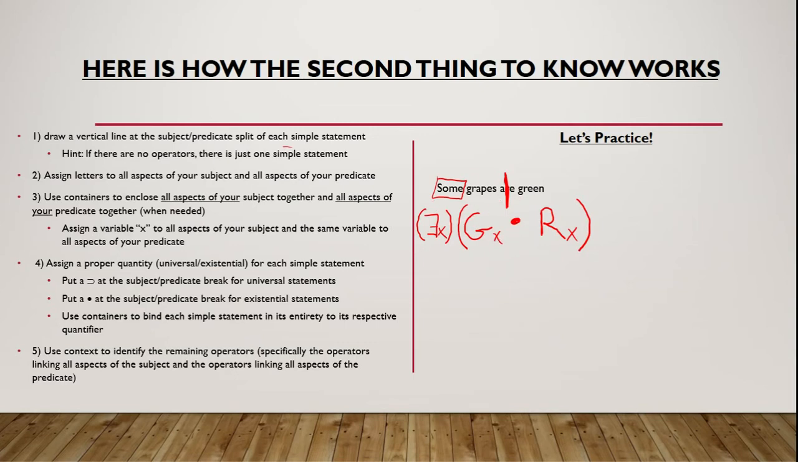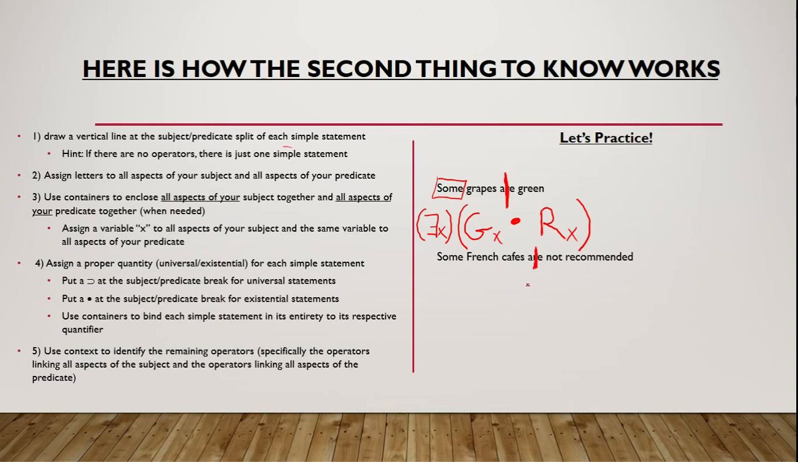All right, that's the first one. Let's try another one. Some French cafes are not recommended. From the beginning, draw a vertical line at the subject-predicate split of each simple statement. So let's see here. We have a French cafe, and it is not recommended. So I'm going to put a line right before the word 'are'.